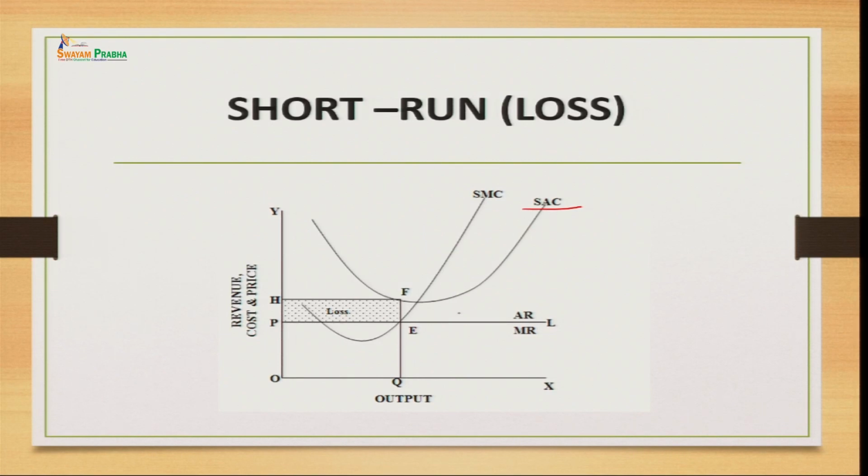So, here the average revenue curve will be below, and from this side we are going to draw the short run average cost curve. Again, OX on the x axis we are representing the output, and on the y axis we have revenue, cost as well as price. This OP is the price taken from the market forces, and this PL line denotes your demand curve, and with this demand you are getting the revenue which is constant, which makes your average and marginal revenue also constant.